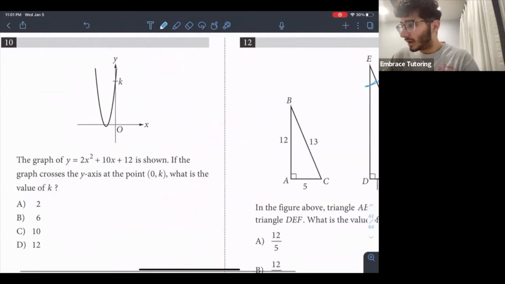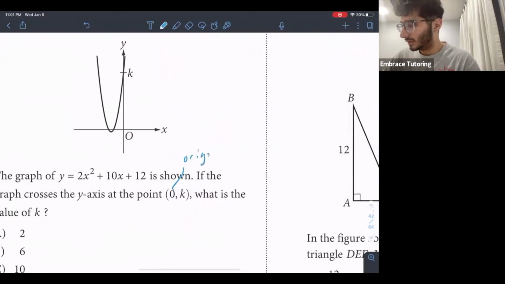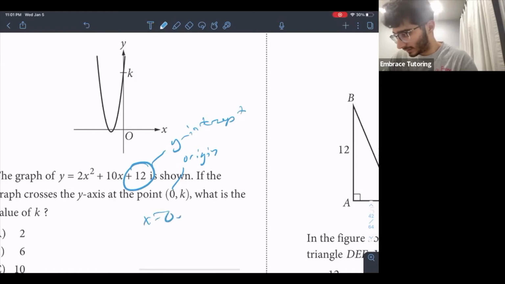Question 10. The graph of y is equal to 2x squared plus 10x plus 12 is shown. If the graph crosses the y-axis at the point (0, k), what is the value of k? Basically, you have to know where the 0 is, which is at the origin. This is the y-intercept, which is where x is equal to 0.